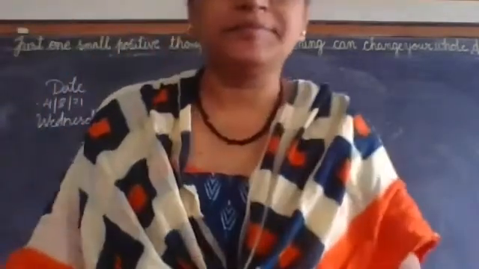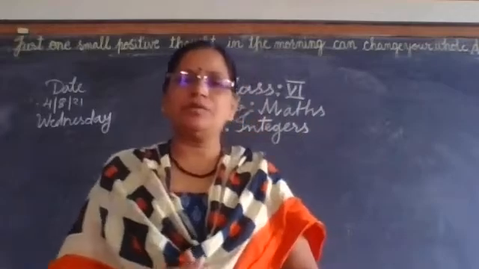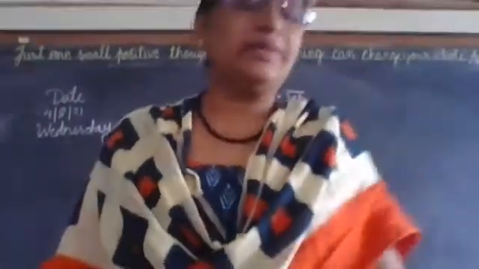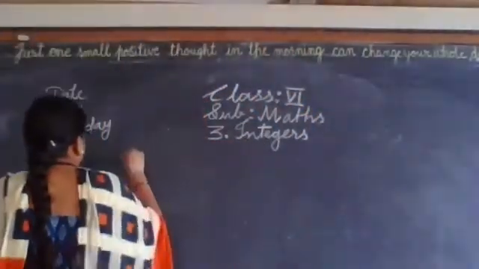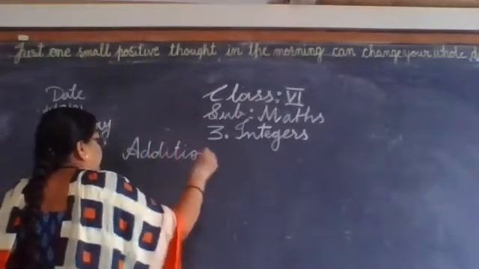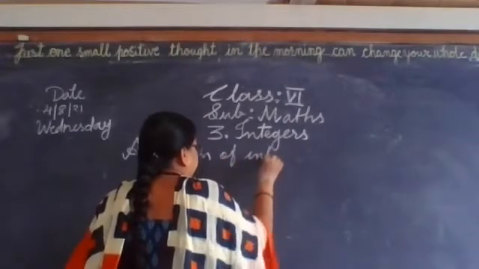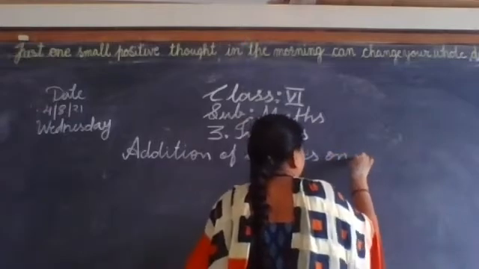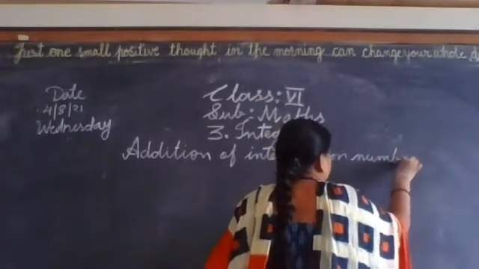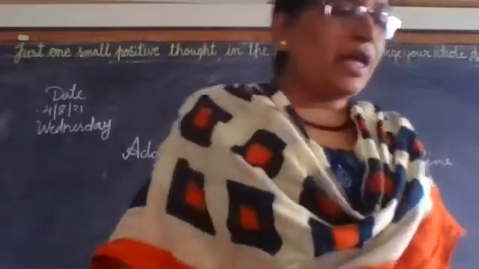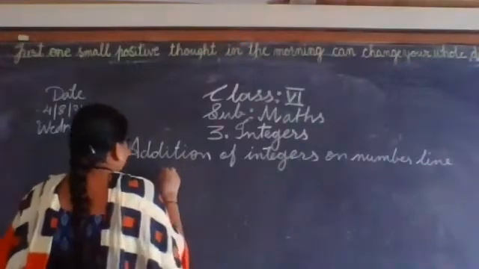Good morning, children. So yesterday we have seen, beta, how to represent the integers on the number line. Now let us learn how to add the integers on the number line. Addition of integers. Okay, so with the help of a number line, add 3 plus 4.